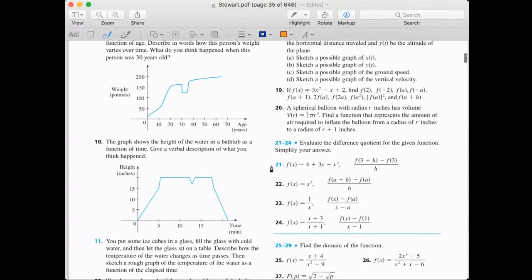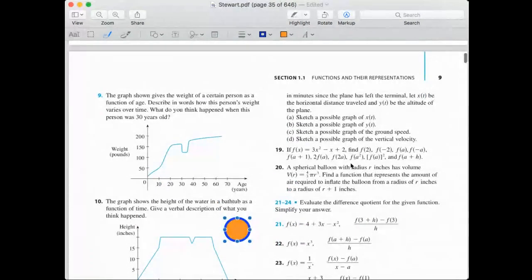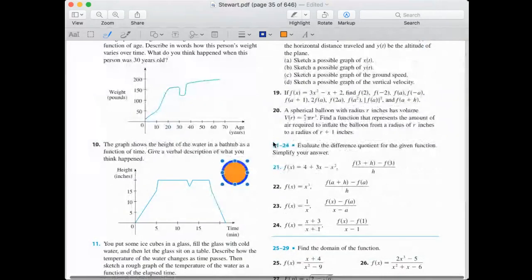Okay, it's worth it to do this one. All right, so I'm going to assign you this as homework. Page 21... let's see which page this is. Page 9. So this is the second edition of the Stewart book. Okay, 21 to 24. All right, 21 to 24.